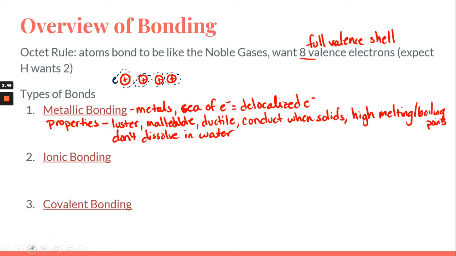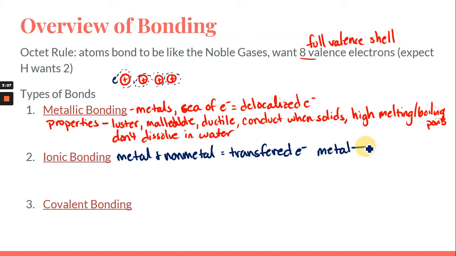Okay, for ionic bonding, instead of being just metals, it's a combination of a metal and a nonmetal. And so what happens is those valence electrons are transferred. So the metal gives the nonmetal its electrons. So the metal loses the electron and forms that cation. The nonmetal gains the electron to form the anion. And then you have that bond between positive and negative.